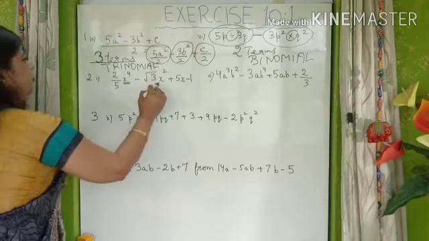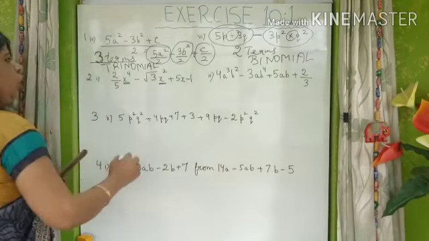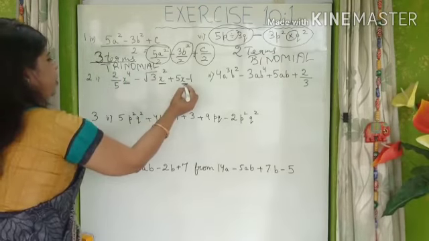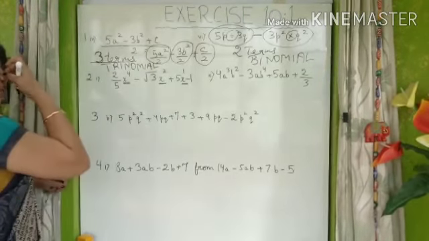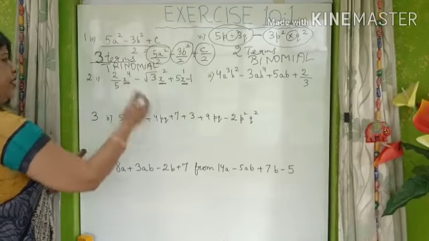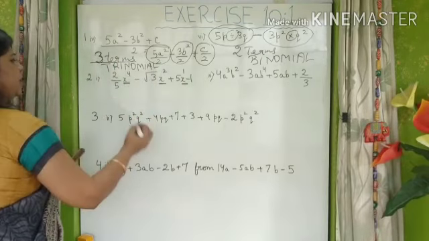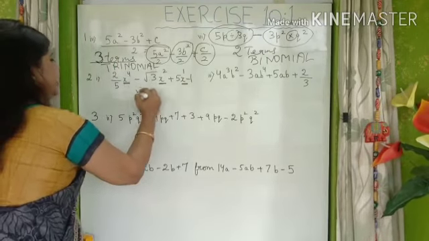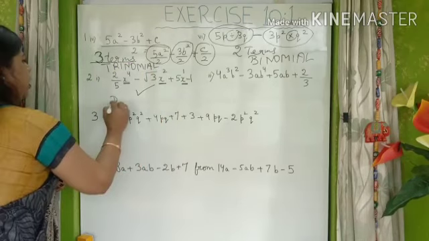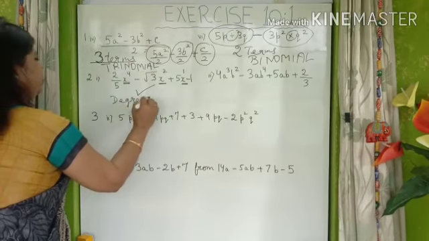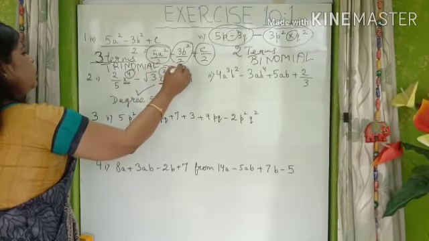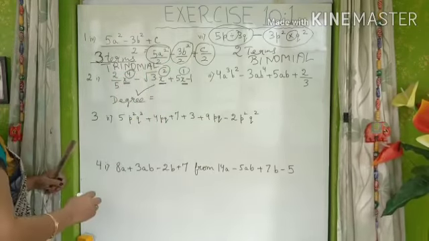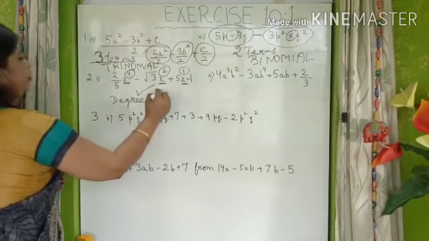4. This literal, power 2. This literal, nothing is there, that means power is 1. So is it a polynomial? Yes, definitely, because all powers are positive. So it is a polynomial. So come to the degree of the polynomial. This is 4, this is 2, this is 1. So the highest degree, what is it? 4.